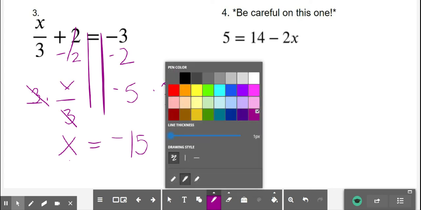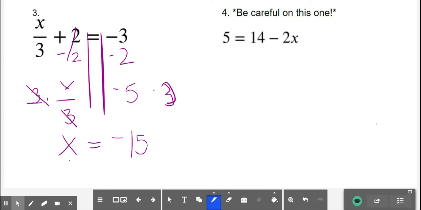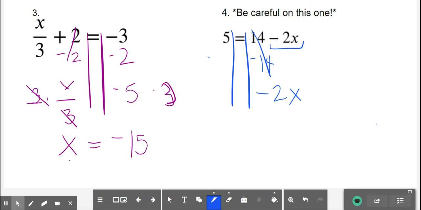For number 4, the reason why you have to be careful is because when you see the subtraction, you think you should add, but since the variable is being subtracted, we don't want to add that because we want to get that alone. So to get this alone, we would subtract 14. Since 14 minus 14 is 0, now we're just left with -2x. And then we have to do 5 minus 14, which is -9. And then divide by -2, which leaves us with 4.5.